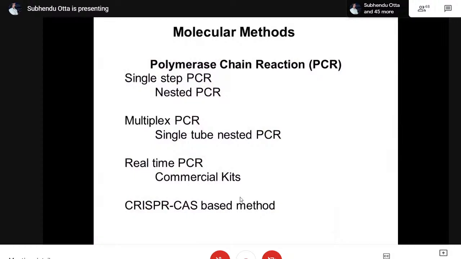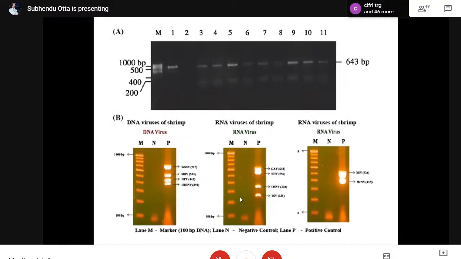For molecular methods, a number of methods are available, whether single-step PCR, nested PCR, or single-tube nested PCR. You can detect 3, 4, or 5 pathogens simultaneously through multiplex PCR. You can quantify how many virus particles are there in a particular amount of tissue by real-time PCR. And the most recent method is the CRISPR-Cas-based method, which is more specific and accurate. Different diagnostic methods are slowly coming up based on this. So single-step PCR you can do, or multi-step, for DNA viruses or RNA viruses. At a time, 2-3 viruses you can detect.